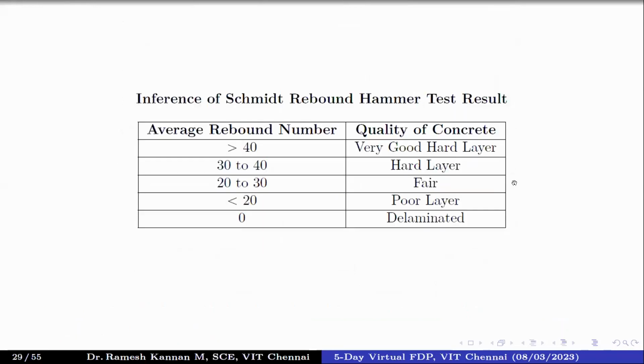And these are the general implications. If the rebound number is greater than 40, we consider it a very hard layer. 30 to 40 is just hard, and 20 to 30 is fair. Anything less than 20 is not advisable, or a very poor layer. And 0 is called delaminated. Sometimes when you have too much mortar in an area, without even the fine aggregates, it's just like cement piles, then when you use NDT, it can break, and it can yield probably less than 20 and even lesser than 10.